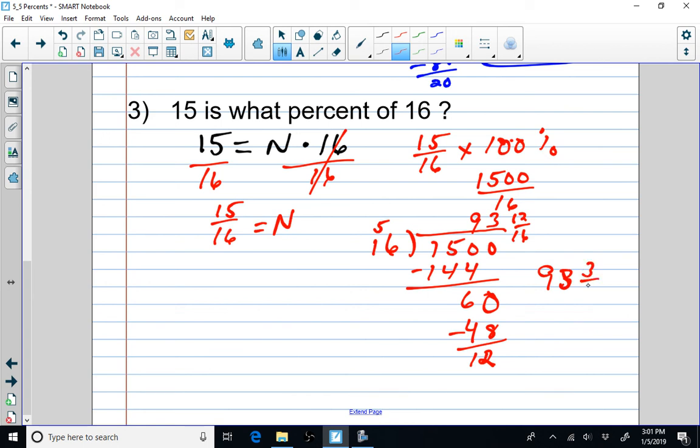and 3/4%. All right, that's the end of our lesson, where we're changing fractions to percents, and hopefully that was helpful.